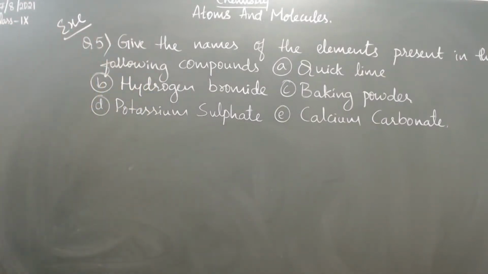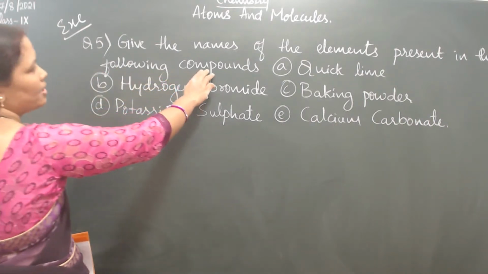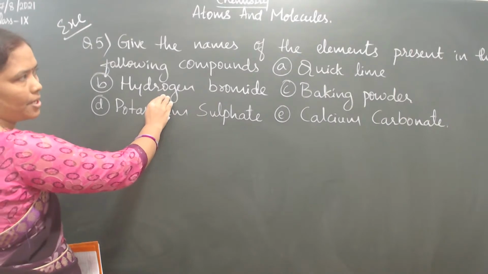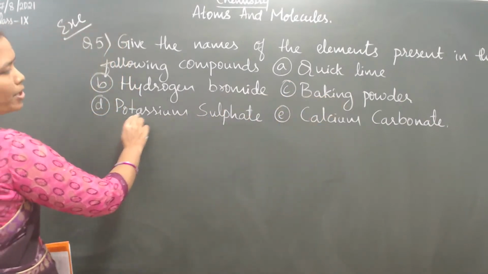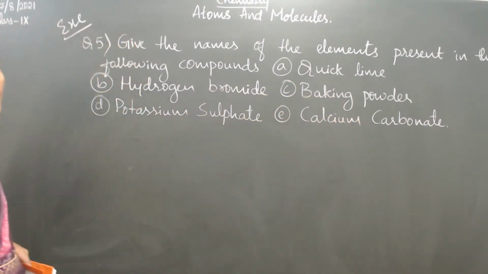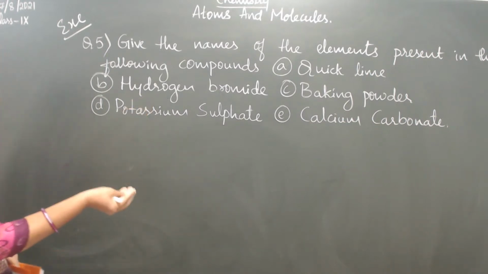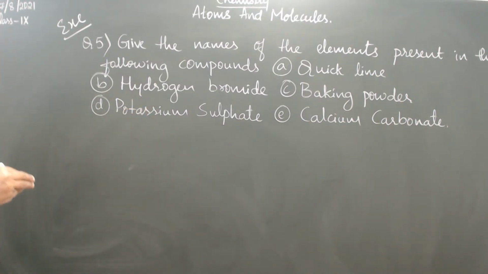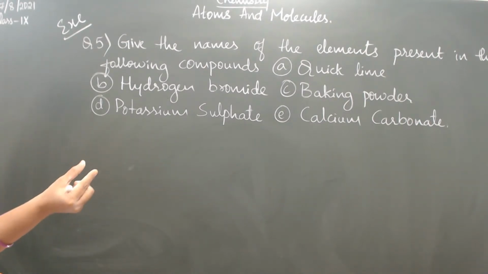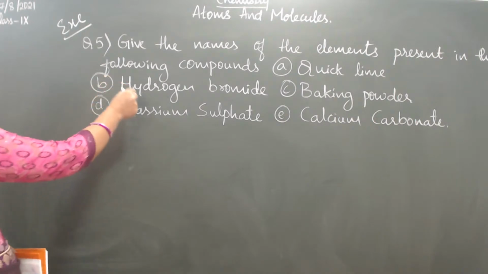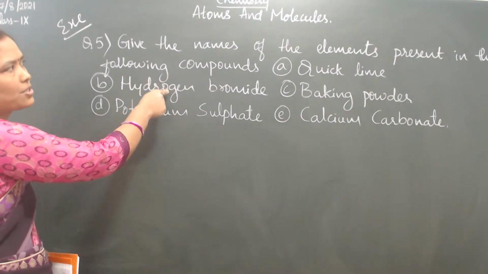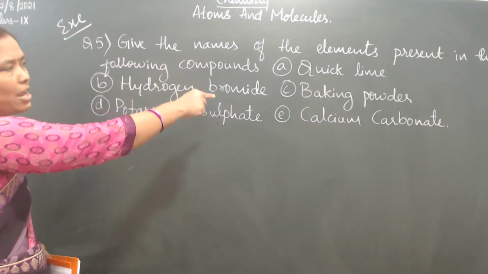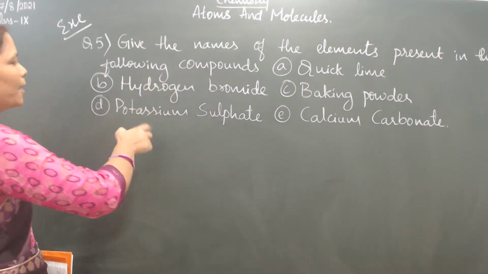Okay. Question is like this. Give the names of the elements. Here they have given the compounds: quicklime, hydrogen bromide, baking powder, potassium sulfate, and calcium carbonate. We know how to write the chemical formula of a particular compound by using the symbols of the elements. So we have to name the elements which are present in these compounds. Okay.